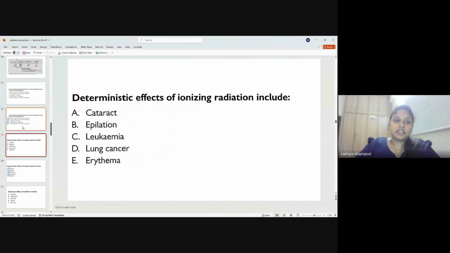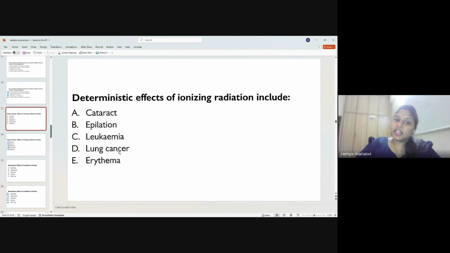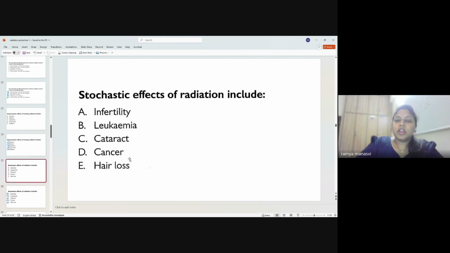Deterministic effects of ionizing radiation include cataract, yes. Epilation, yes. Leukemia and lung cancer are stochastic effects because it is because of a mutation. Arrhythmia is a deterministic effect. Stochastic effects of radiation include infertility. No, infertility is a deterministic effect. Leukemia is a cancer, so it is stochastic effect. Cataract, it is a deterministic effect.